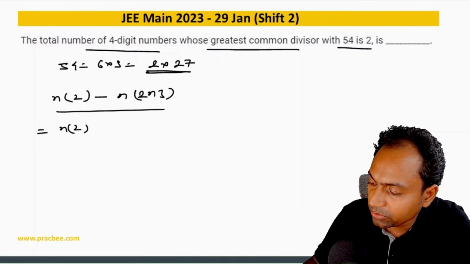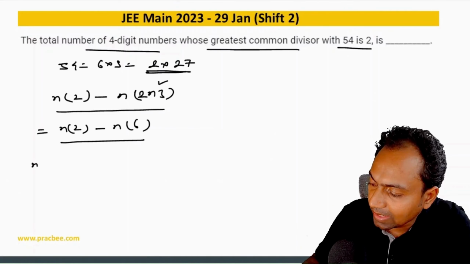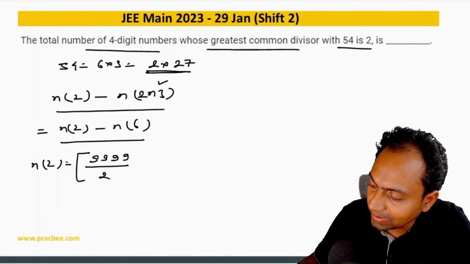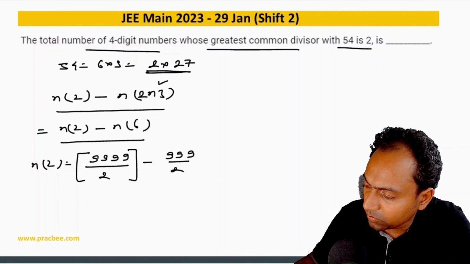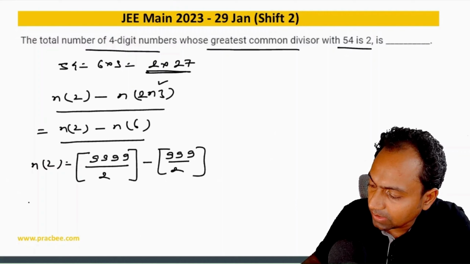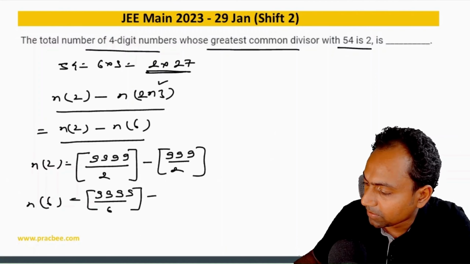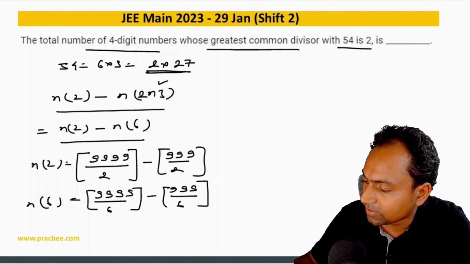Now we already know that 2 intersection 3 means nothing but 6. And n of 2 I can find as 1, 2, 3, 4 divided by 2. Write 999 divided by 2, apply the greatest integer function, and then remove the 3-digit numbers out of this. And then similarly we can find n of 6 by writing 9999 divided by 6 greatest integer function minus 999 divided by 6 greatest integer function. And if we simplify this, my answer comes out to be nothing but 3000.